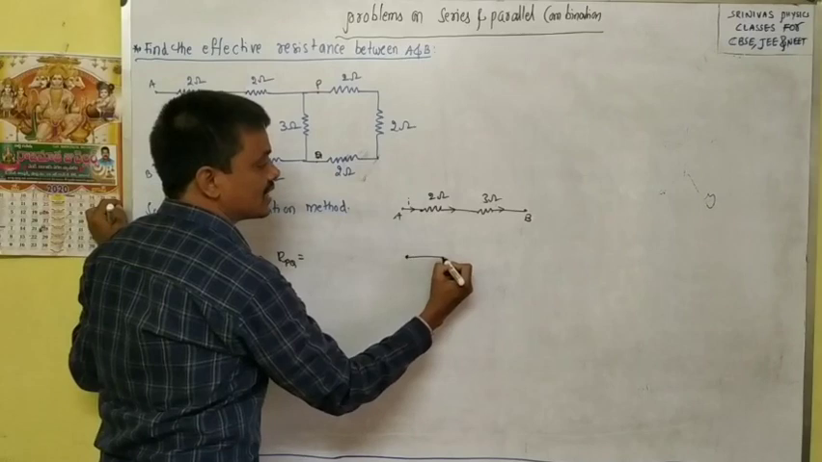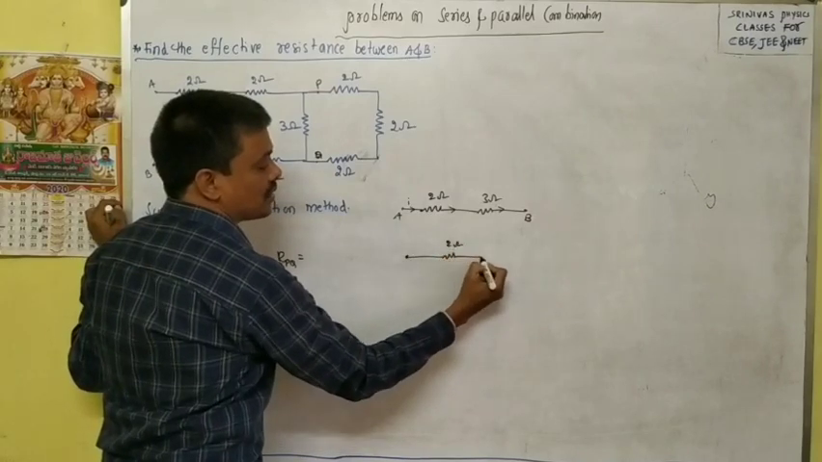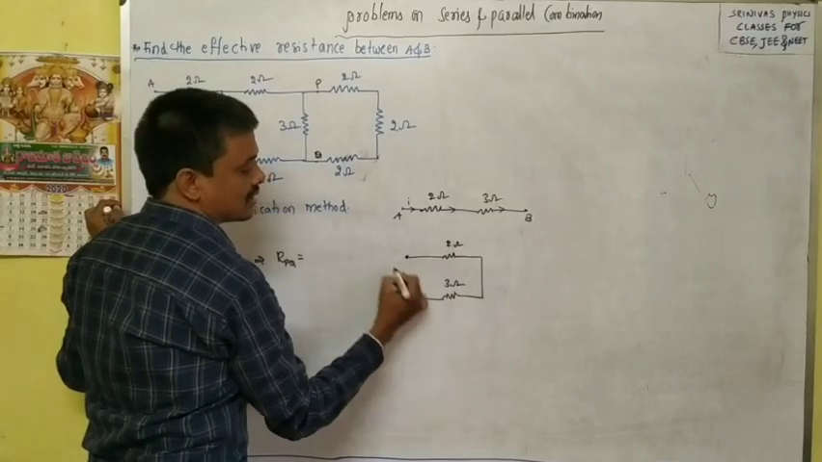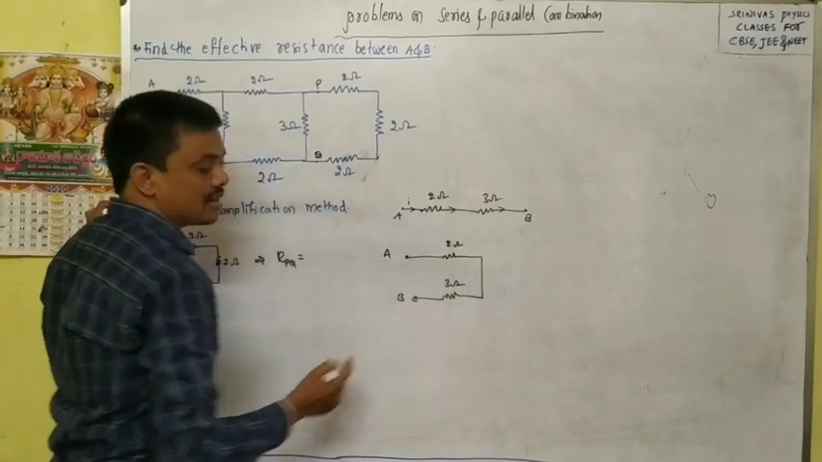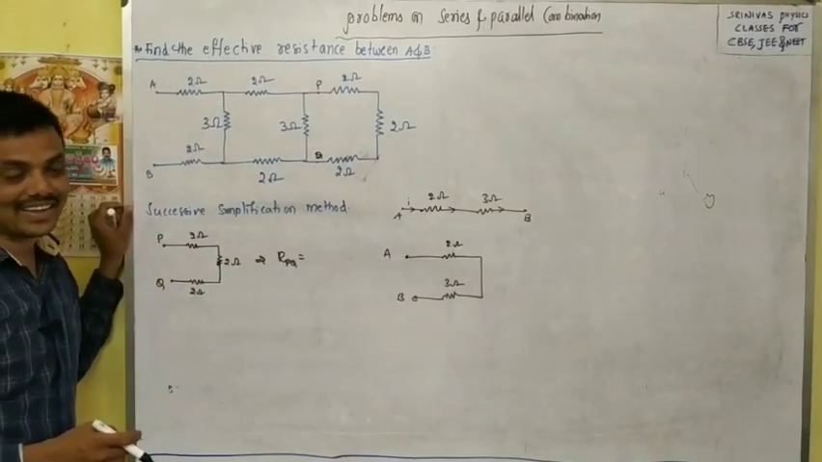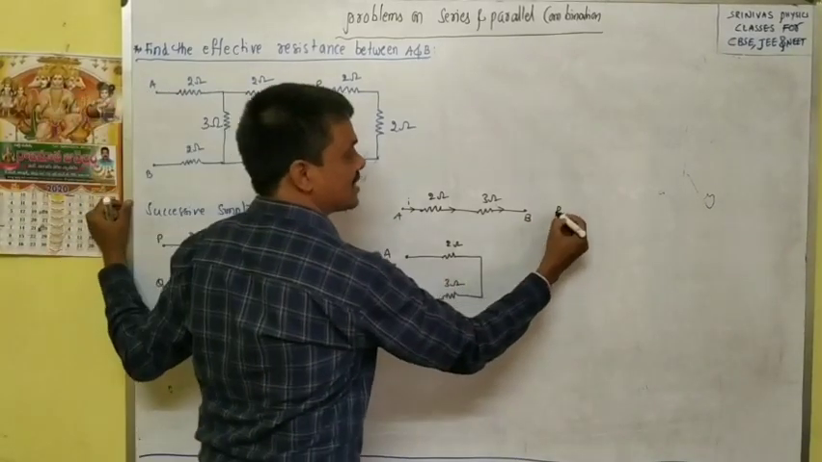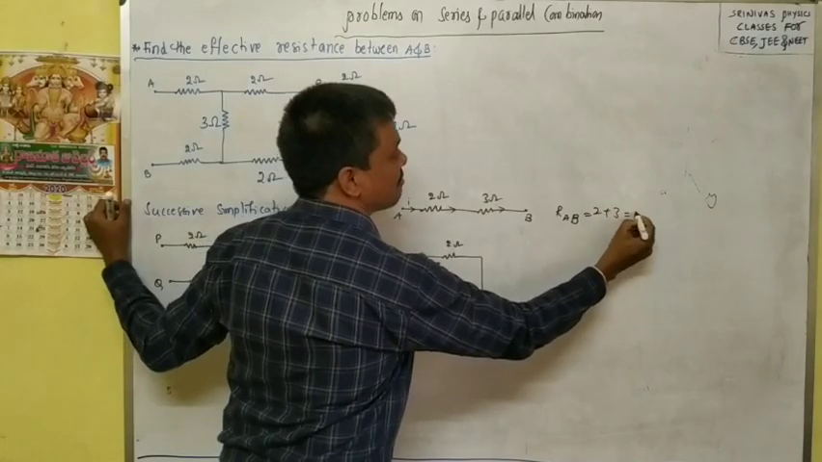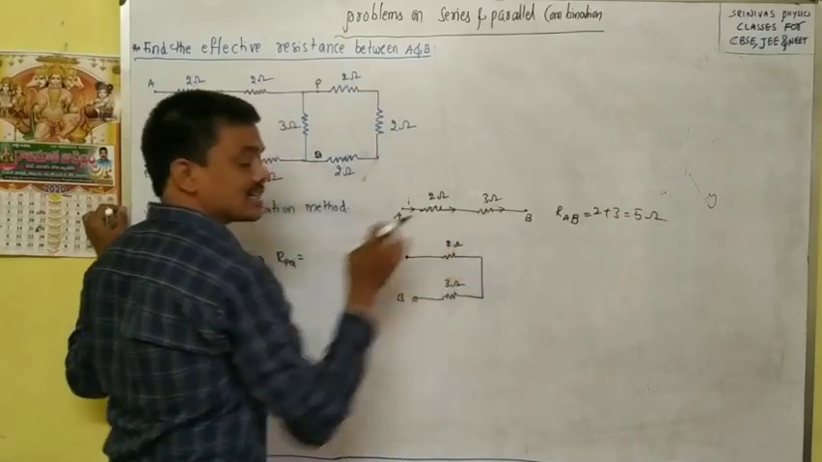And the same position like this. This is 2 ohm, look here, and this is 3 ohm. This is A and this is B. Find the effective resistance between A and B. In this case, the effective resistance between A and B is 2 plus 3, 5 ohm we will write. Why? Because they are in series.